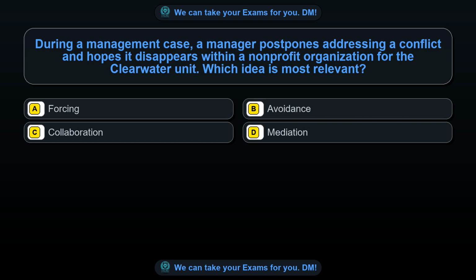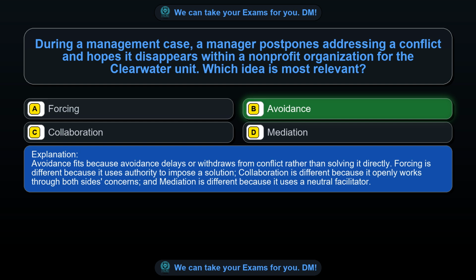Question 42. During a management case, a manager postpones addressing a conflict and hopes it disappears within a non-profit organization for the Clearwater unit. Which idea is most relevant? Option A, forcing. Option B, avoidance. Option C, collaboration. Option D, mediation. The correct answer is option B, avoidance.